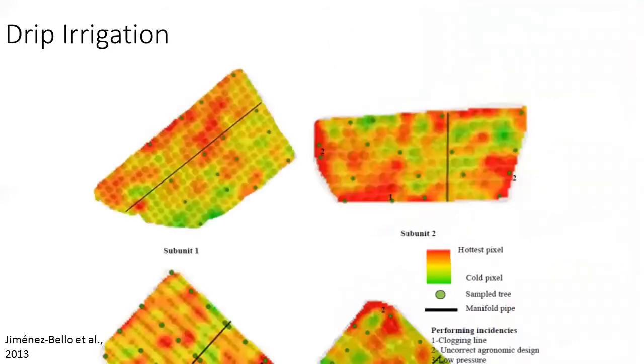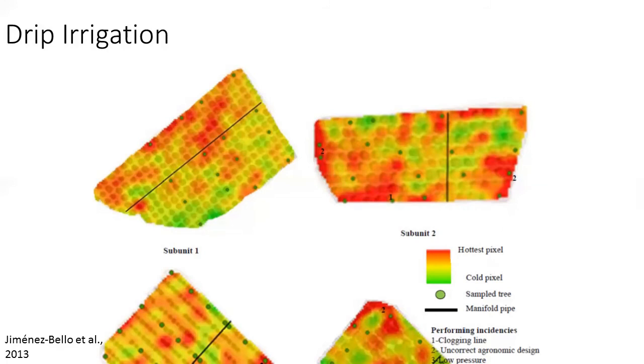Here's another example, looking at irrigation. In this case, we're looking at drip irrigation for some citrus trees. You can see the trees identified as these small round circles here across the field. Basically, they flew over it, in this case with a thermal infrared camera, and so they were able to identify plants or trees that were hotter than others.